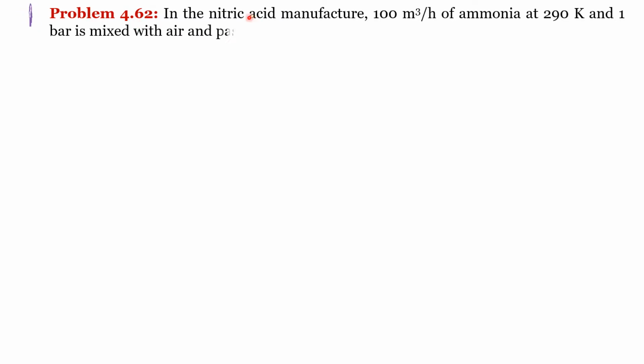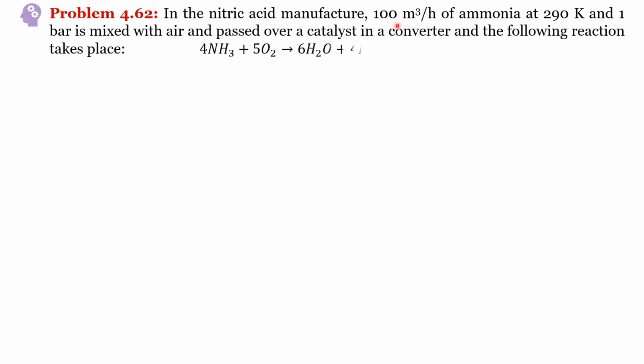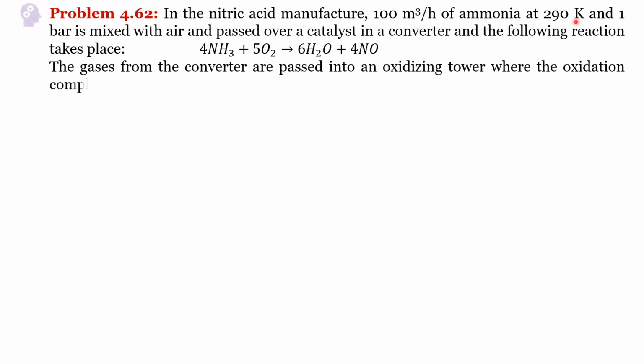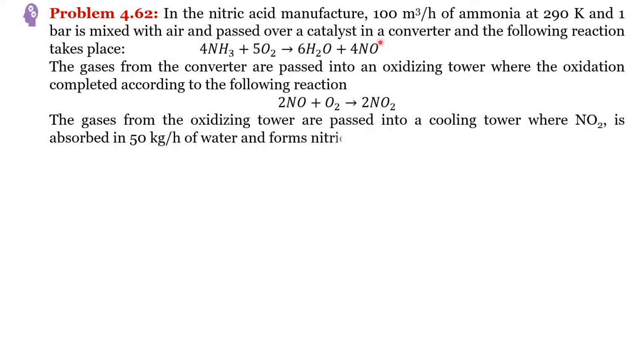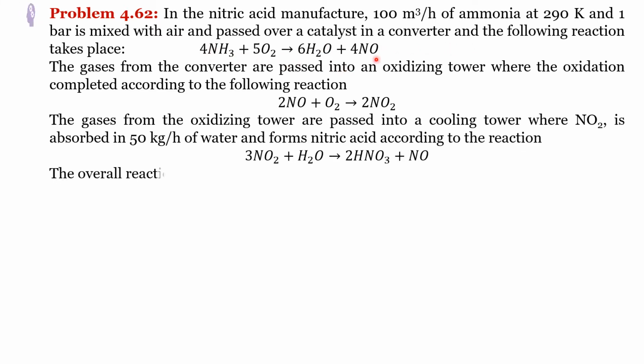Problem number 4.62. In the nitric acid manufacture, 100 meter cube per hour of ammonia at 290 Kelvin and 1 bar is mixed with air and passed over a catalyst in a converter, and the following reaction takes place.